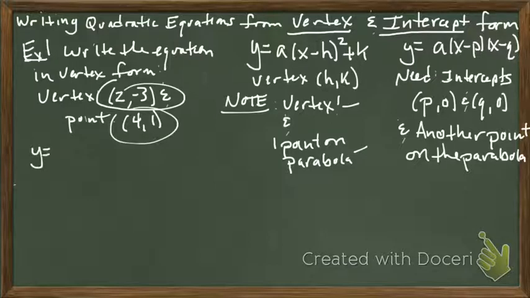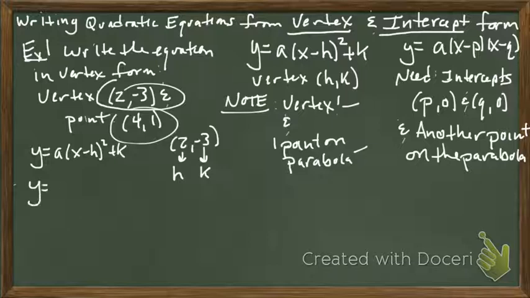It's y equals a times x minus h squared plus k. Now, I know right off the bat, if my vertex is at 2, -3, they're giving me h and k on a silver platter. I know exactly what to plug in for h and k, so I'm going to go ahead and do that. I'm going to rewrite this as y equals a times x minus the h value of 2, squared, and then add the k value -3 to it.